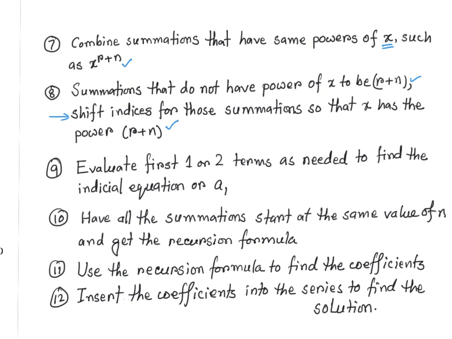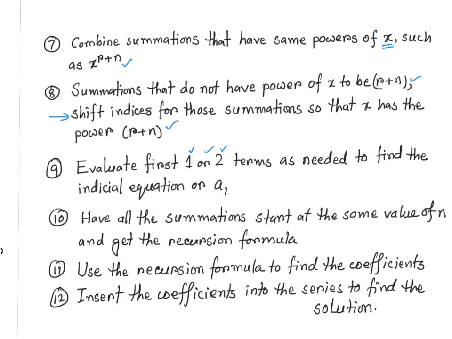We want to have all the powers of x on the left hand side to be exactly the same, so that we can compare the coefficients on the left with the coefficients on the right for the same power of x. So shift the indices so that x has the power of r plus n, like the other summations. Now, if you shift the indices, the starting points are going to change. So in that case, you'll have to evaluate one or two terms. In most cases, you'll probably evaluate one term, in some cases two terms.